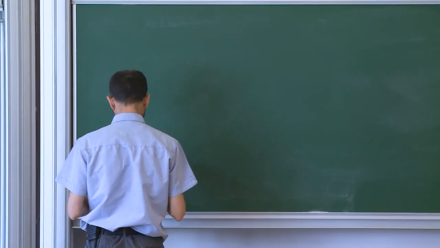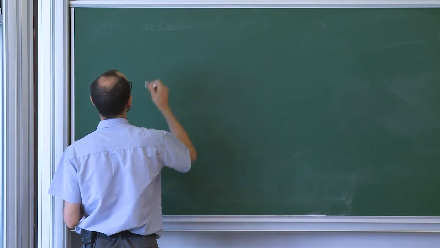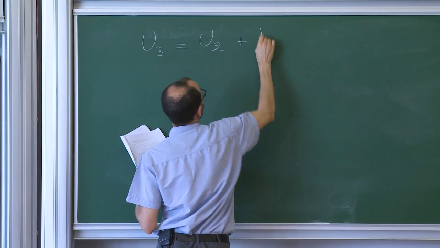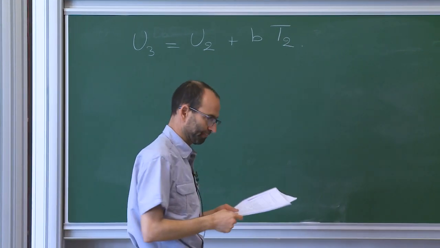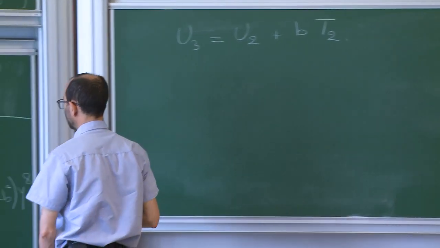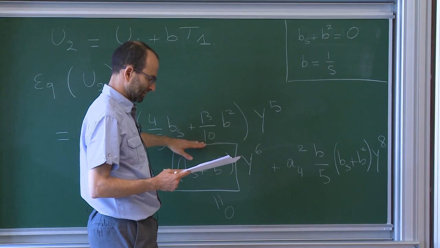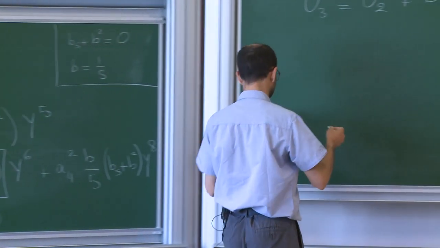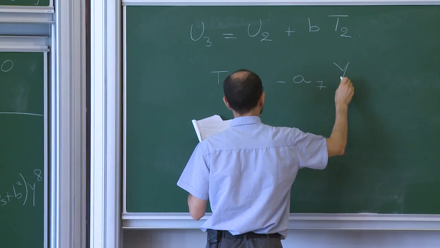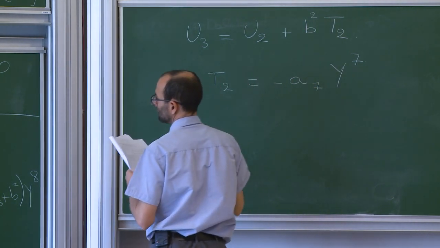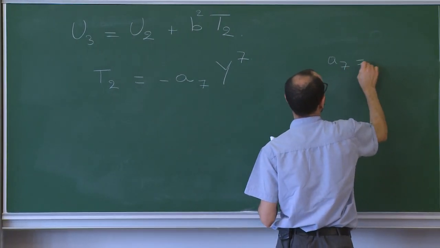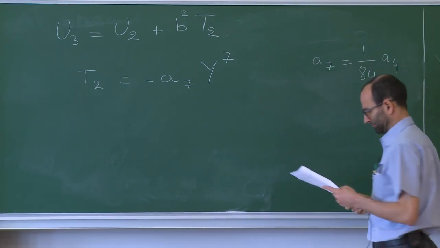So then I can say that I'm going to construct U3, which will be my U2 plus BT2. And then I can write down the equation on BT2. So basically the main term that you have to cancel is this one. And that's why your T2 is some sort of minus A7. There's a B2 here. And A7 is also explicit. A7 is 1 over A4.